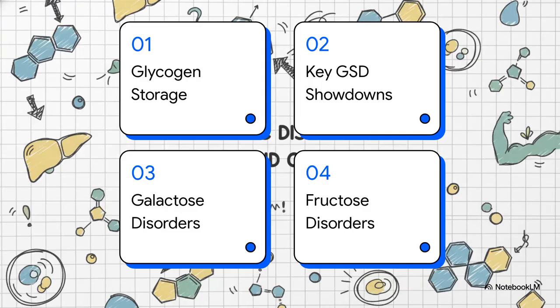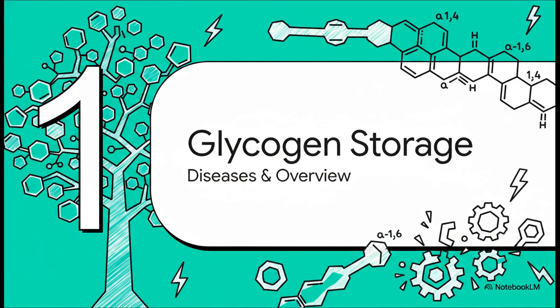Okay, let's dive into this. Here is our roadmap for today. We're going to start by looking at glycogen storage diseases. Then, we'll move into some key GSD showdowns, shift gears over to galactose disorders, and finally, wrap the whole thing up with fructose disorders. All right, Section 1, Glycogen Storage Diseases.